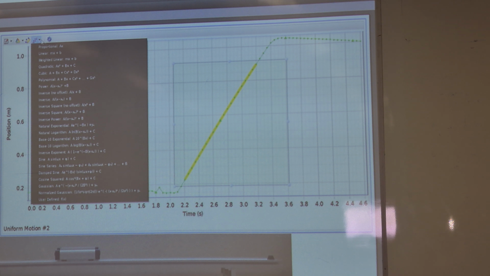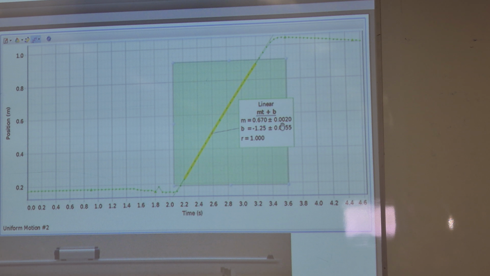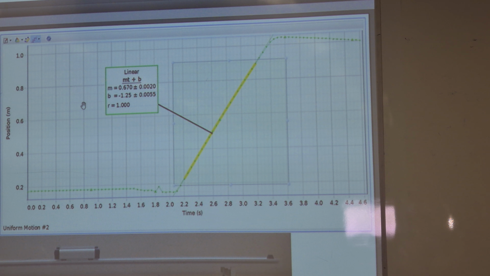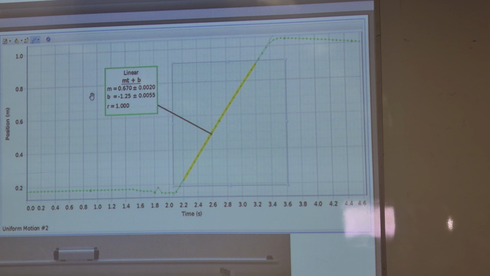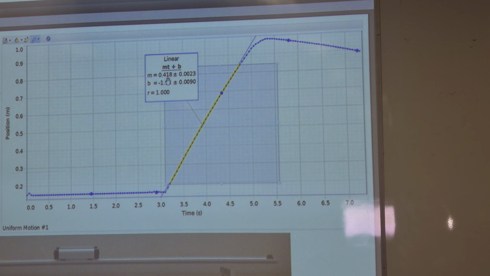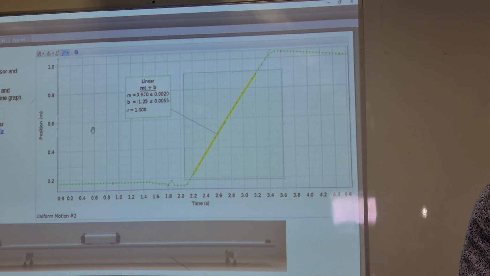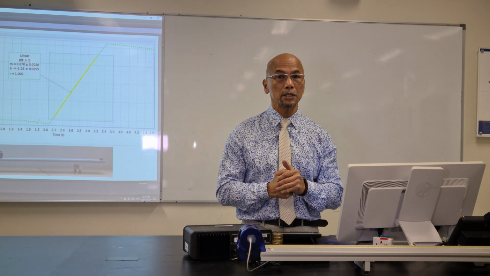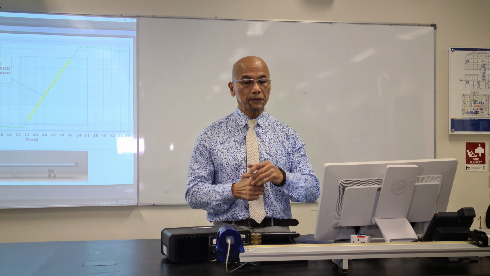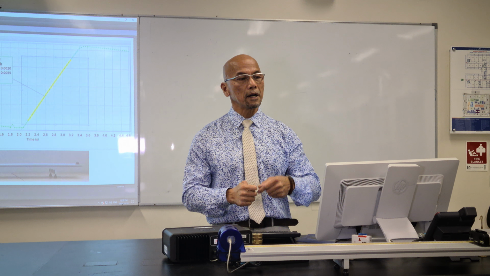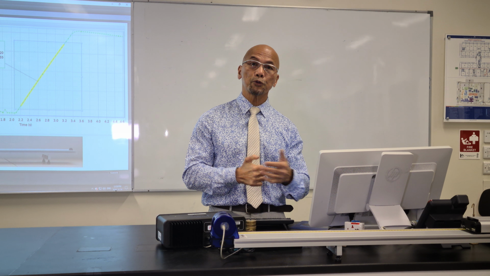And then, of course, it's a linear relationship. And then, here we go. Again, the slope is 0.670 and the y-intercept is negative 1.25. If you go back to page 1, the previous one, the slope is 0.413 and the second one is 0.670. That's actually the velocity of the cart. It's linear, which means that it's moving at constant velocity. So by giving it a slightly harder push, we increased the slope, and obviously it increased the velocity.